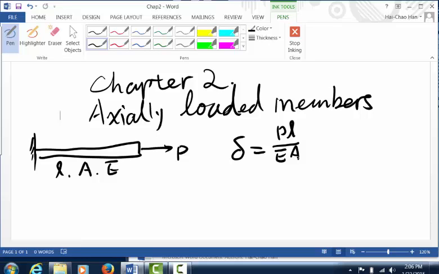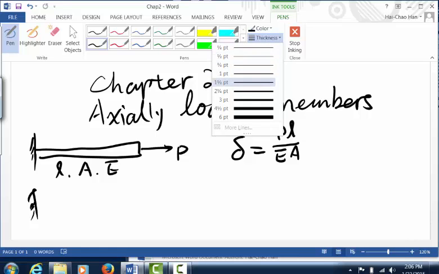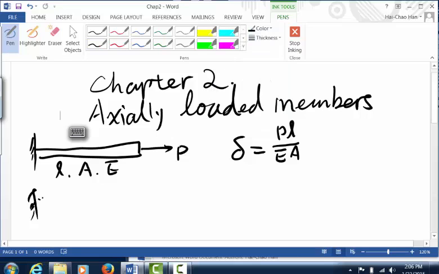So now, today we're going to talk about a little bit more complicated situation. That is when you have a non-uniform bar. At the end of last class, we talked about this situation. If you have a bar here, right, it will elongate.